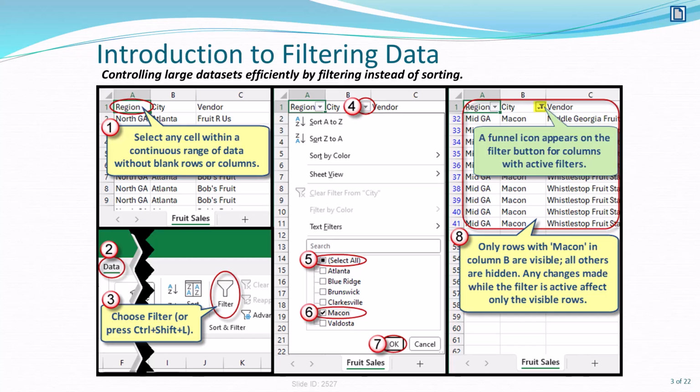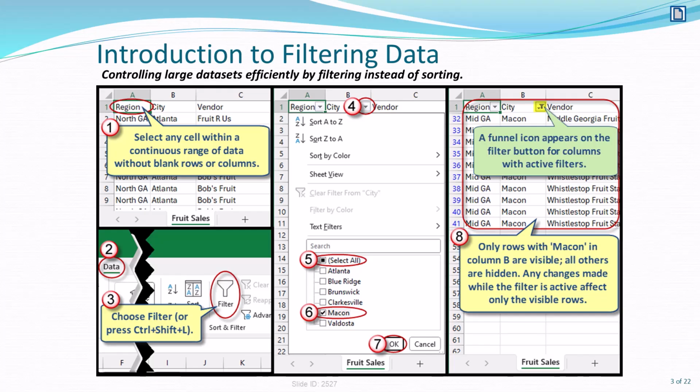When it comes to filtering, the only time that you need to select the entire list is if it does have the blanks in it and you're maybe trying to filter the blank rows out. So typically you can just select any cell within your list. Step 2, go to the Data tab. Step 3, click the Filter command. That will add a filter button to the top of each column.